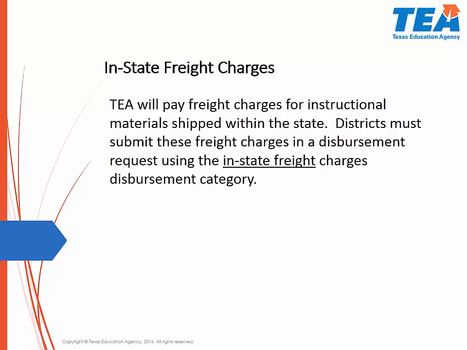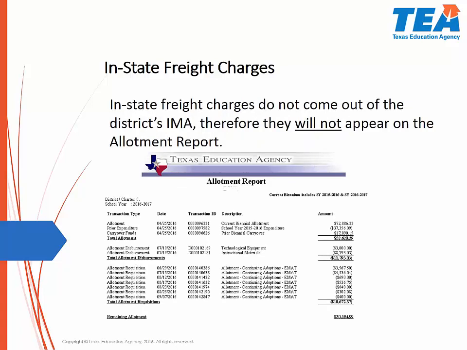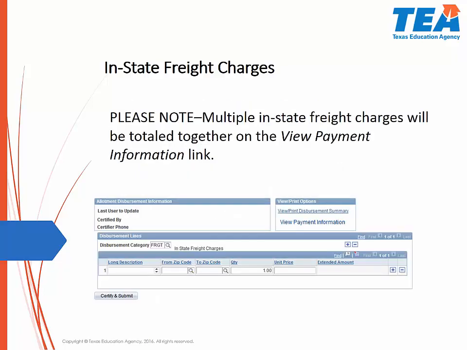In-state freight charges do not come out of your district's IMA. Therefore, they will not appear on your allotment report. These funds come out of a separate freight account. Multiple in-state freight charges will be totaled together on the View Payment Information link.